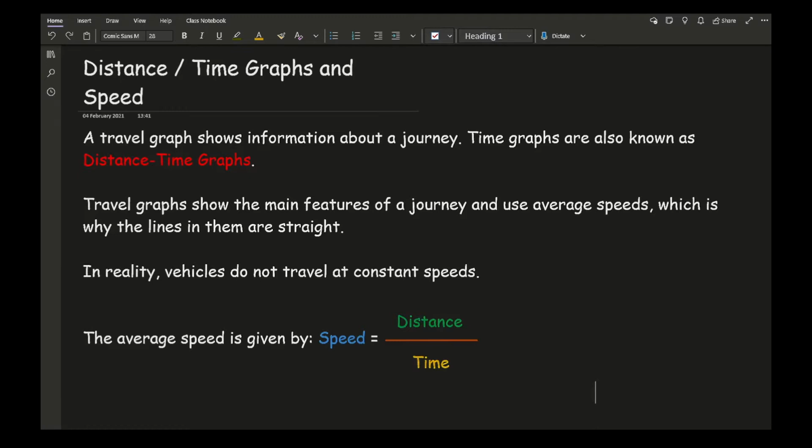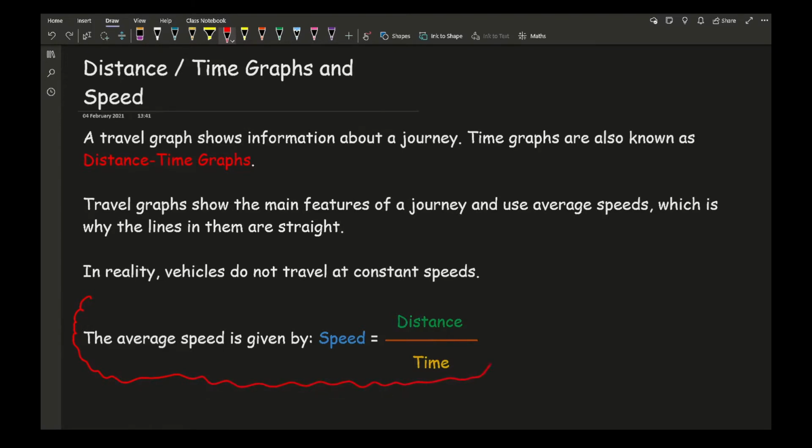And how we calculate the average speed is given by this formula, as you can see on the screen, which is speed equals distance divided by time. That is definitely worth noting in your notes, and is a formula that you are going to need to know and remember. We will be recalling it when we go through some example questions.